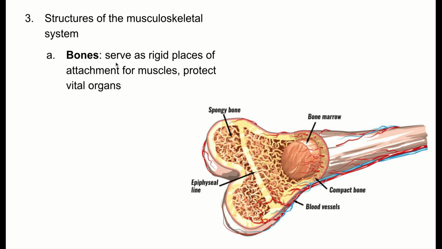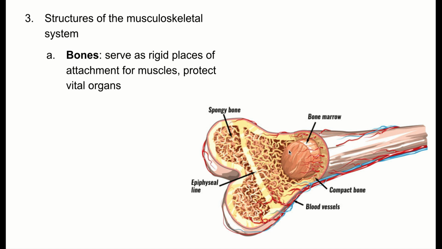A bone serves as a rigid place of attachment for muscles, and it protects your vital organs. So this is where muscles connect to hold onto something stiff so that when they contract, they can pull something. They can pull the bones, the structure of your body. They also protect your vital organs. Think about your skull bone protecting your delicate brain. Think about your rib cage protecting your delicate lungs.